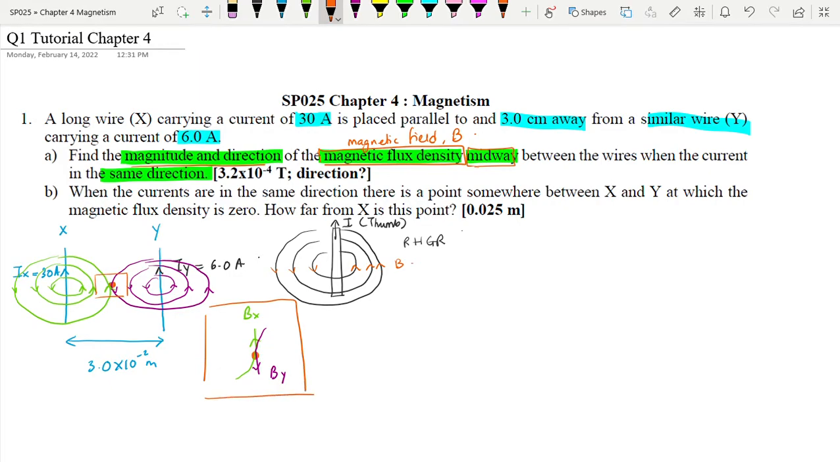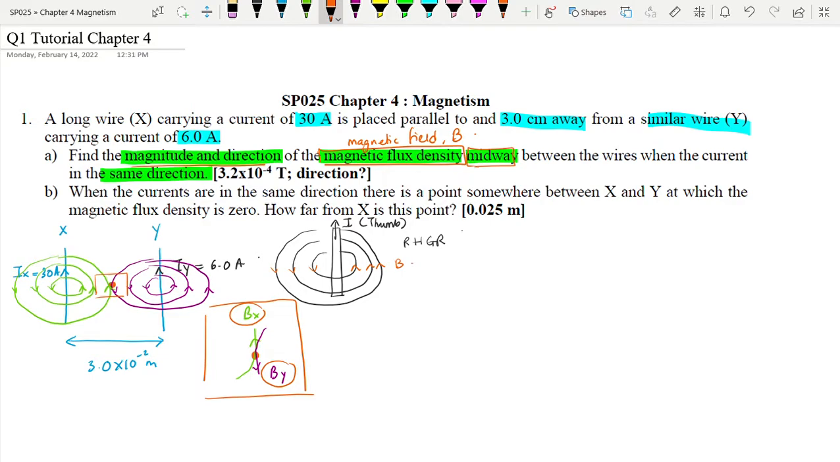Basically kita zoom in kan dia. Okay, kita zoom in kan dia. Okay. So maksudnya bila diminta kita cari magnitude and direction of magnetic field ataupun magnetic flux density, then you have to total up these two magnetic field. Okay, so you have to total up BX and BY.